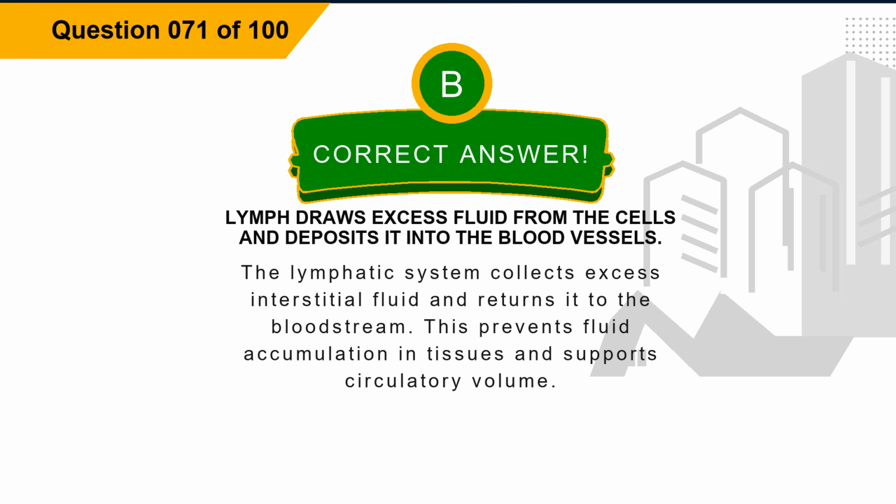The correct answer is option B. Lymph draws excess fluid from the cells and deposits it into the blood vessels. Explanation. The lymphatic system collects excess interstitial fluid and returns it to the bloodstream. This prevents fluid accumulation in tissues and supports circulatory volume.